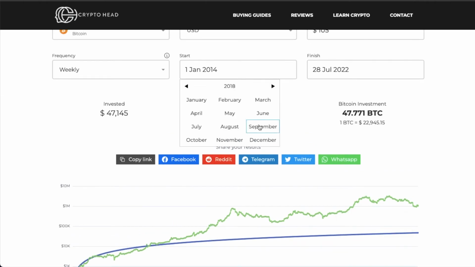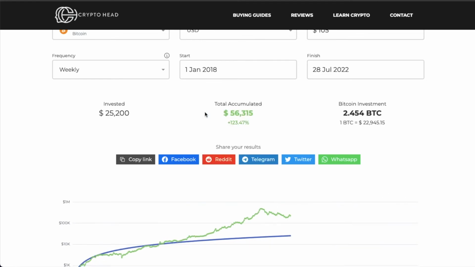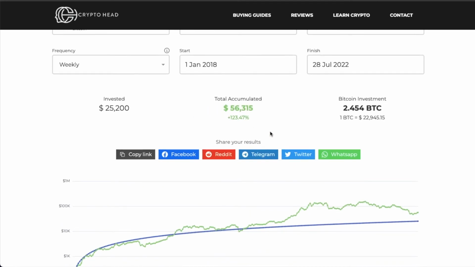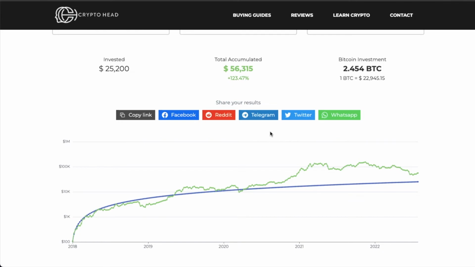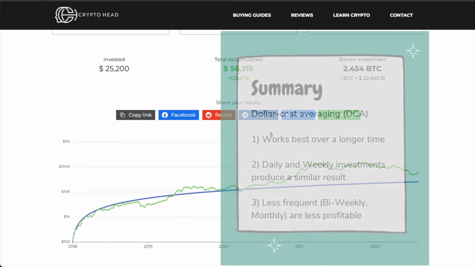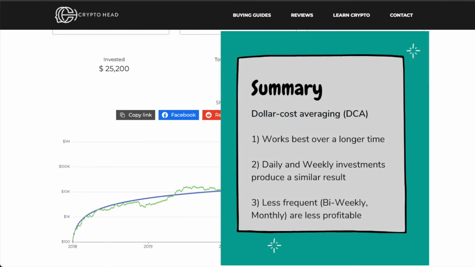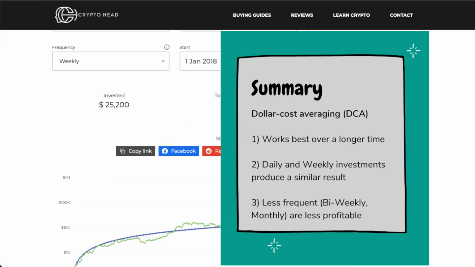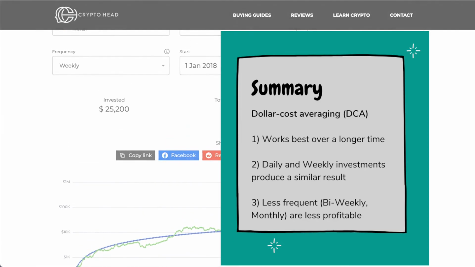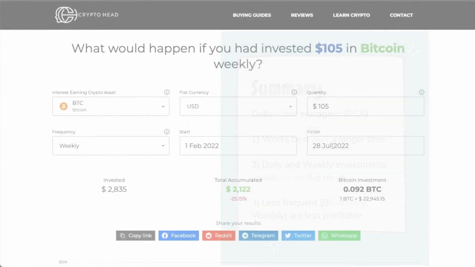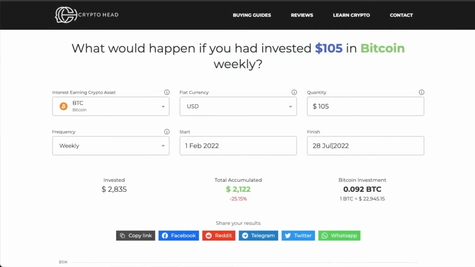I think that the main learning for me by creating the Excel file that I had shown you earlier, and from backtesting the data on a website as such, is that the DCA HODL strategy works best when running for a long time, and that both daily and weekly purchases produce a similar result. But less frequent purchases such as bi-weekly or monthly are less profitable. I am not a financial advisor, so please do not take this video as financial advice.